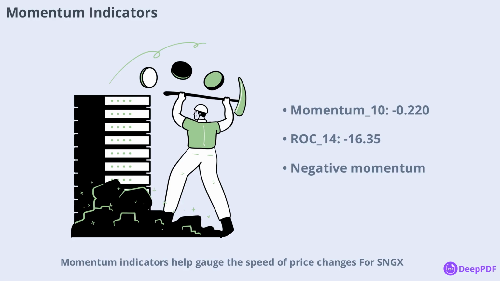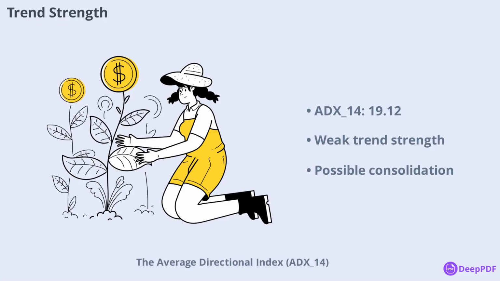For SNGX, the momentum 10 and momentum 20 is minus 0.19, both negative. The rate of change ROC14 and the percentage rate of change ROCP14 are also given. These negative values confirm that SNGX has been losing momentum recently, which aligns with the downward trend seen in the moving averages.